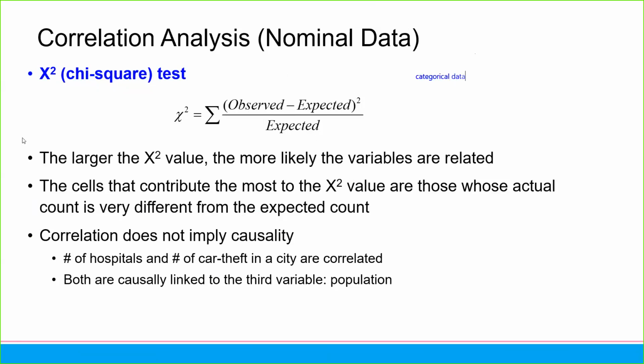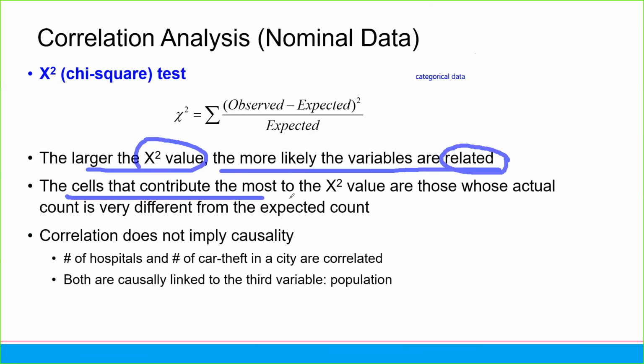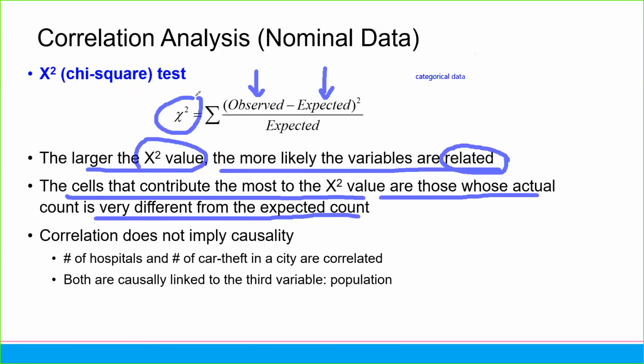In this case, the larger the chi-square value, the more likely the variables are related. So we have the keyword related. The cells that contribute the most to the chi-square value are those whose actual count is very different from the expected count. So if this observed value and the expected value are so different, then the chi-square value might be very high.